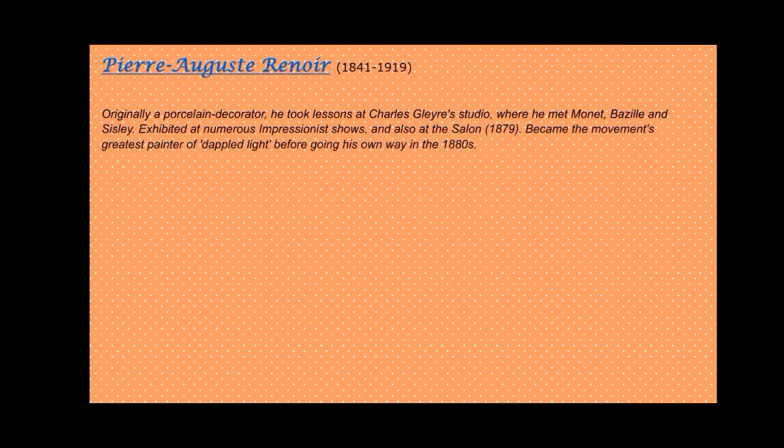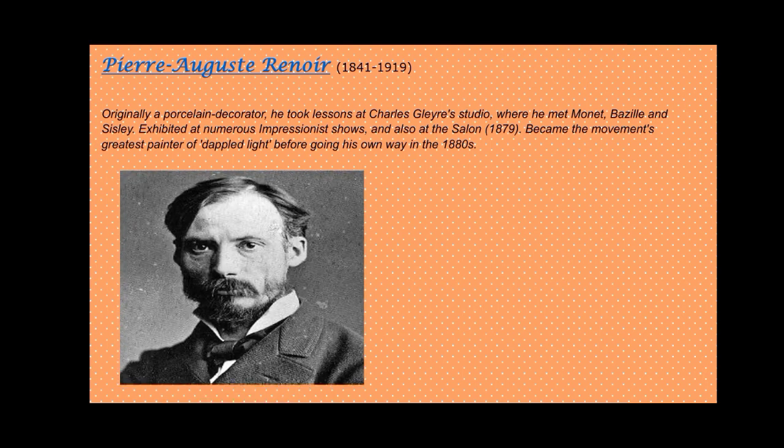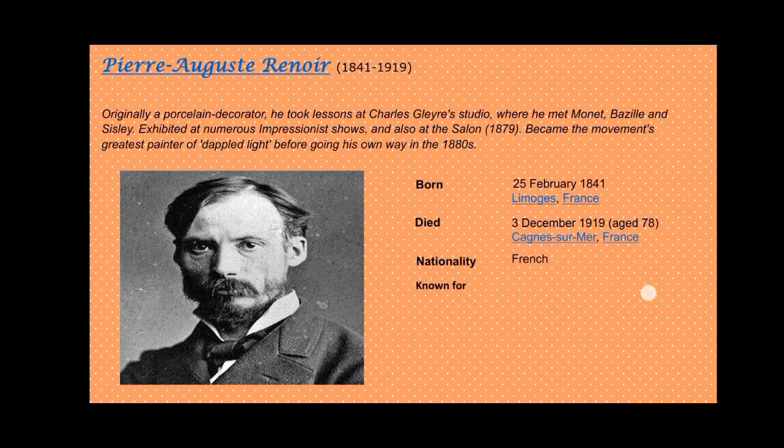Next we have Pierre Auguste Renoir. Originally a porcelain decorator, he took lessons at Charles Gleyre's studio, where he met Monet, Bazille, and Sisley. He exhibited in numerous Impressionist shows, and also the Salon. In 1879, he became the movement's greatest painter of dappled light before going his own way in the 1880s. He was born February 25, 1841 in Limoges, France, and died on December 3, 1919 at the age of 78.